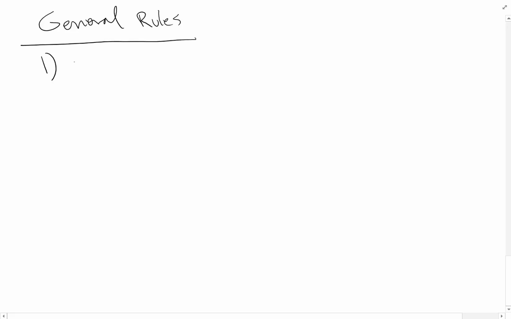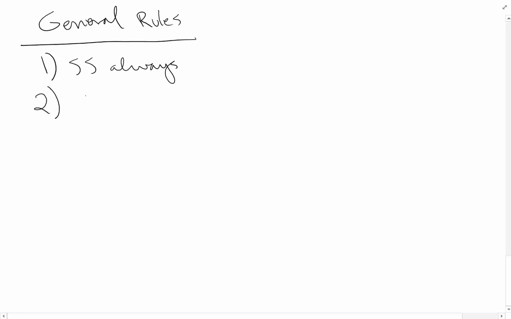General rule number 1, in this class, it's always steady state. If I ever give you an exam problem and it doesn't explicitly say steady state, assume steady state. It's always going to be steady state in this class. So there's no excuse for not knowing what to do with the E.CV term.